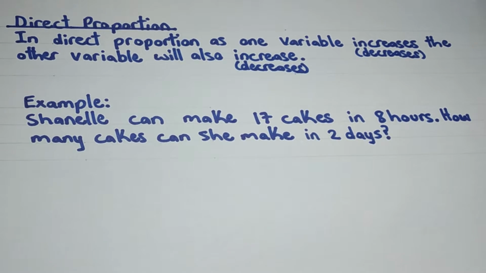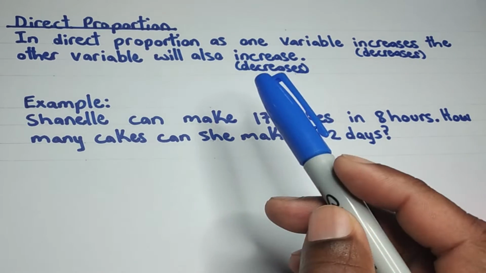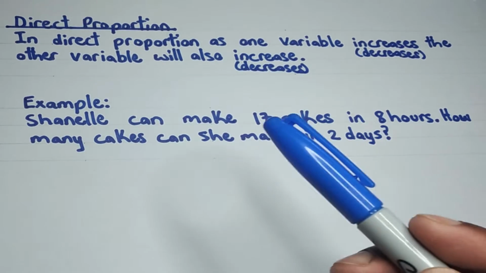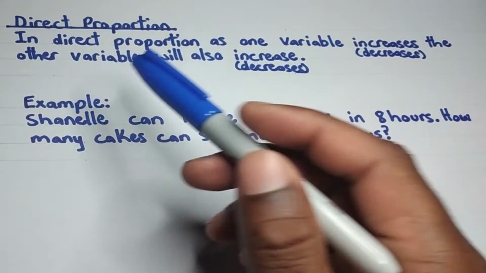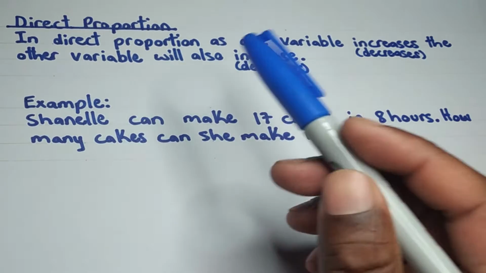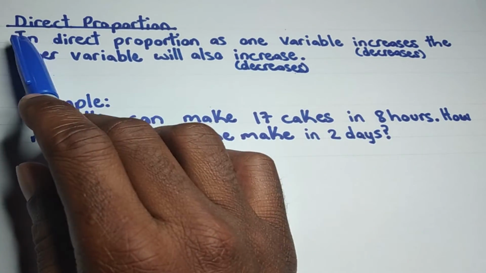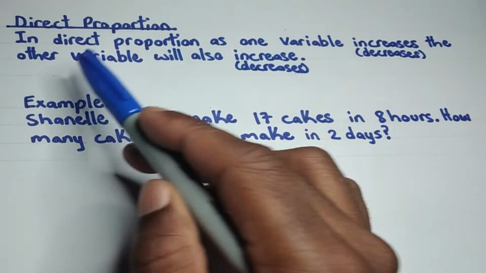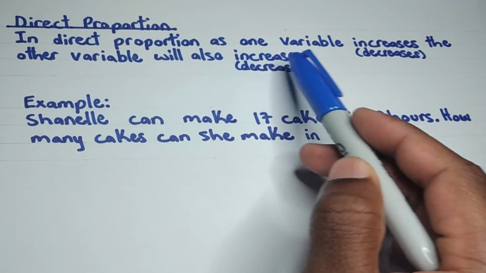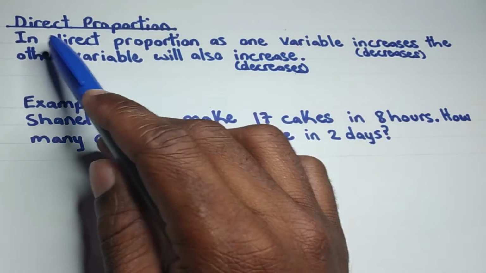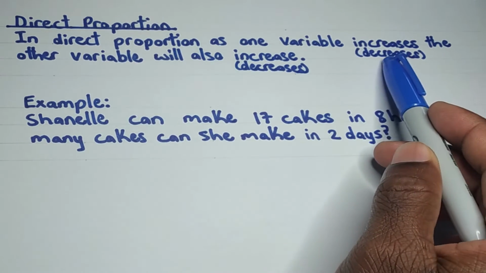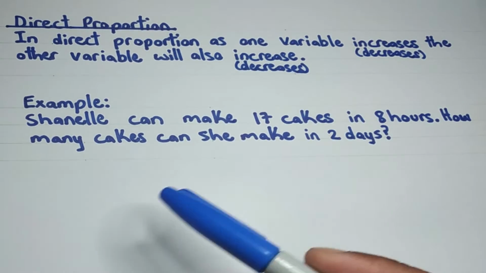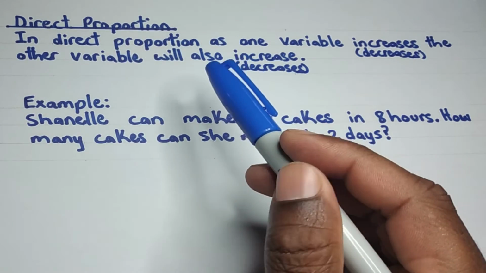Alright guys, so as mentioned in the initial stages of the video, we want to look at how to solve direct proportional worded problems, alright? But first, we need to get an understanding of what direct proportion is all about, alright? So in direct proportion, as one variable increases, the other variable will also increase, alright? And the same is true if one variable decreases, the other variable will also decrease, alright? So that's pretty much what direct proportion is all about.